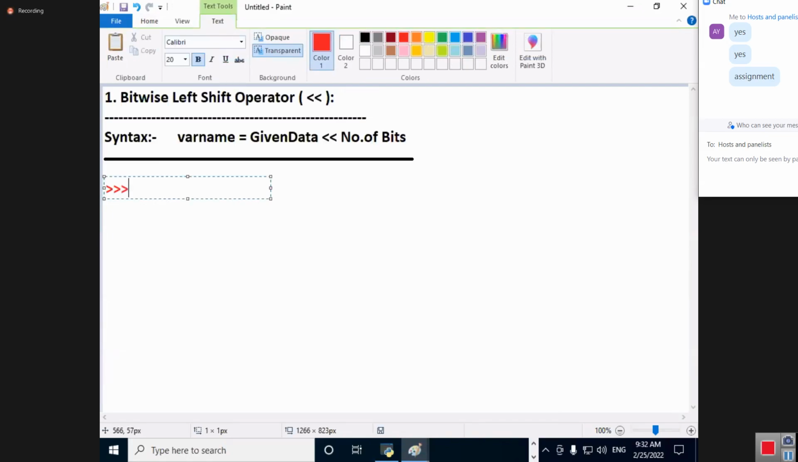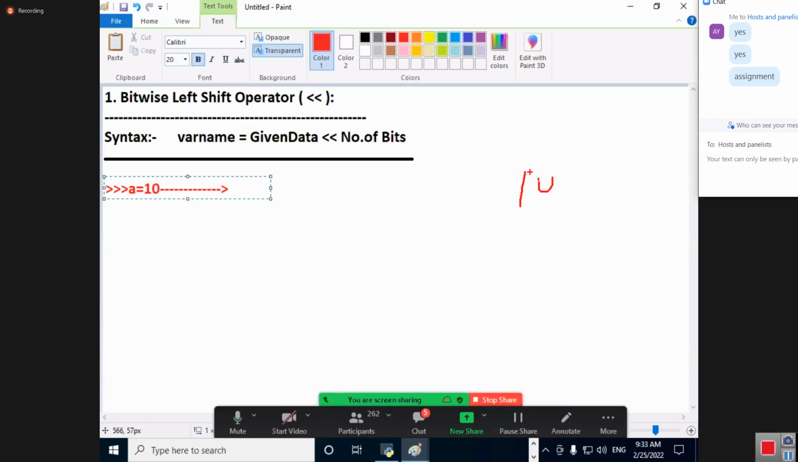In my Python command prompt, some N is equal to, or some A is equal to something like 10. What is the binary format of 10? 1010. 1010 is the binary format of 10. I told you how to convert 10 into binary already in the class. The conversion chart also I explained.